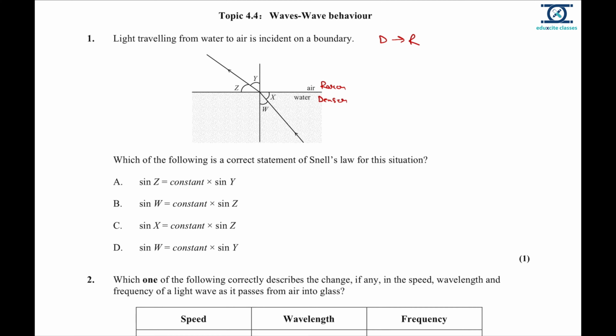But here the question is asking in terms of Snell's law. Snell's law is already given in your data booklet, which is sin i by sin r is equal to a constant, that is nothing but your refractive index. The angle of incidence is always measured with the normal. So this is your angle of incidence, which is W, and this is your angle of refraction. So your equation comes like sin W over sin Y is equal to constant. So sin W equals constant into sin Y, which is option D.